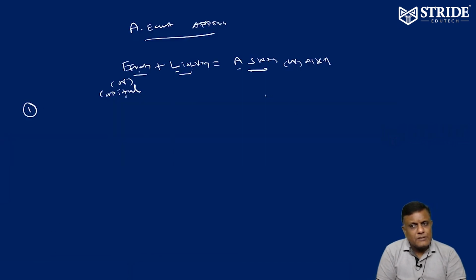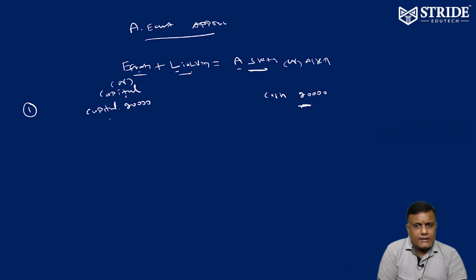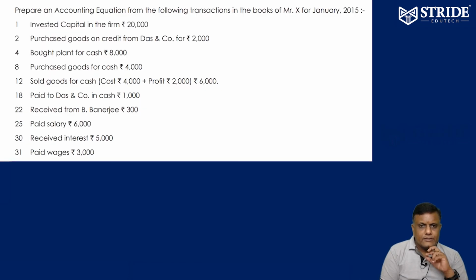Cash means asset. Cash comes in. How much cash comes in? 20,000 cash comes in, asset increases. Who contributed? The proprietor. So capital 20,000. So cash increases, capital increases.